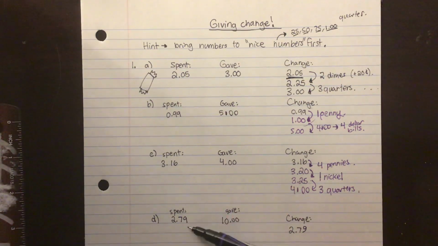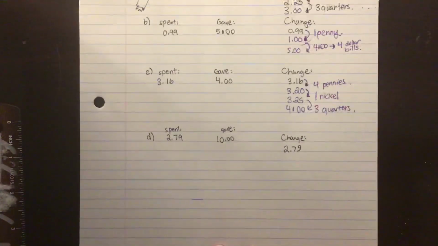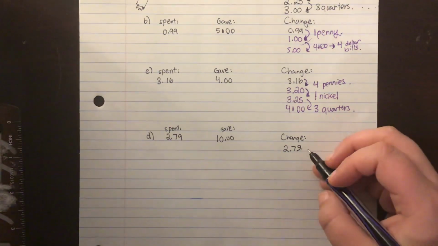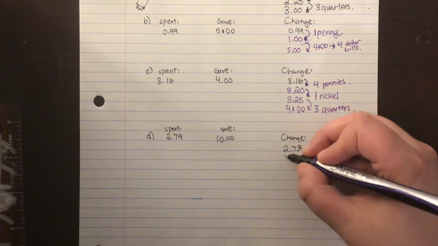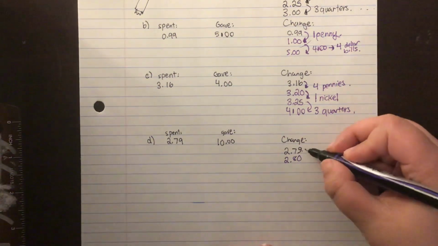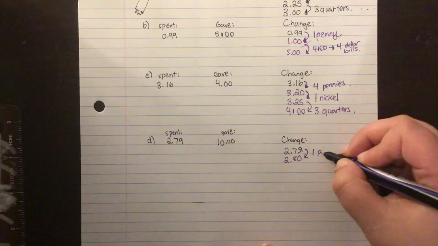We spent $2.79. We gave a $10 bill. My goodness, that is a big amount. And we need to find change for that. So let's give it a go. We want to bring them to nice numbers. First of all, let's bring it to a number ending in 0 or 5. So 280 is the closest one. And to get from 79 to 80, we added 1 penny.